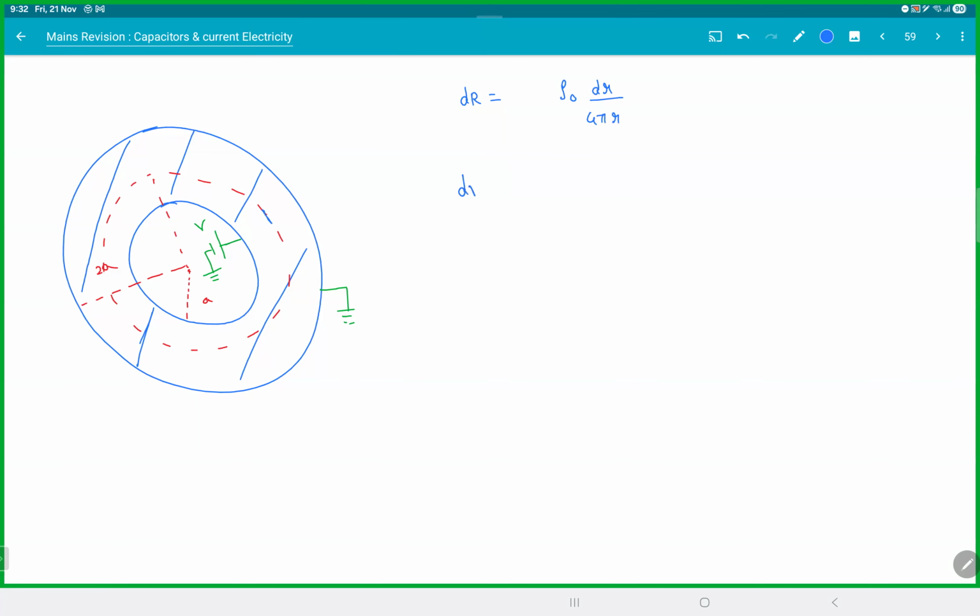So what is the small potential difference? I into dr. Why minus sign? In the direction of current flow, potential will decrease. Integrate on both sides. dV, current is anyway constant, integral rho naught dr by 4 pi r. What are the limits? You are starting from A to some point R. At A, what is the potential? V, and this is some potential V of R.